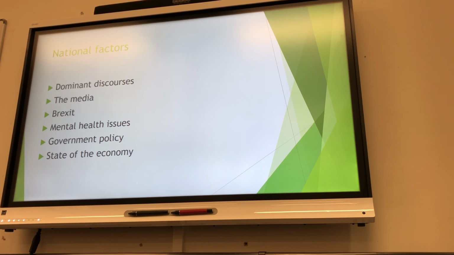So dominant discourses, and then you also have the media. The media has a lot of influence. Did you know that the media decides when to make us angry and when to be happy and so on? They sensationalize the news, and they distract us as well. Exactly. So you have different editorial positions.